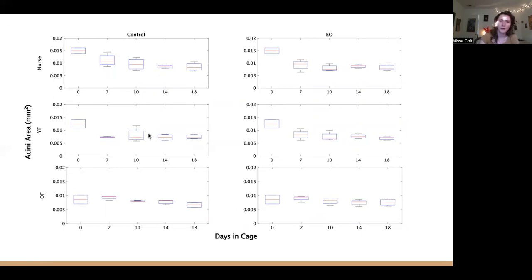And yeah, there's a general downtrend. The longer that they're in the cage, the acini sort of start to degrade. Or maybe it's not being in the cage, it may be just that as they age, it starts to degrade, because as you can see here, the nurse bees started out with higher, and then it gets lower and lower as time goes on.